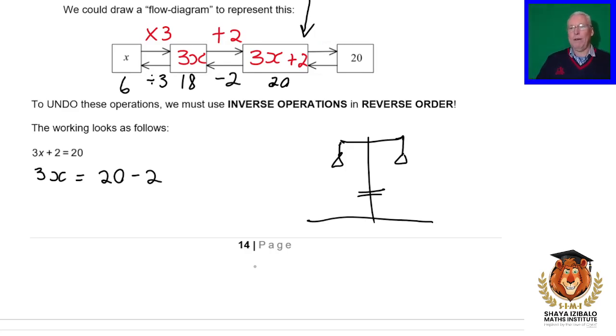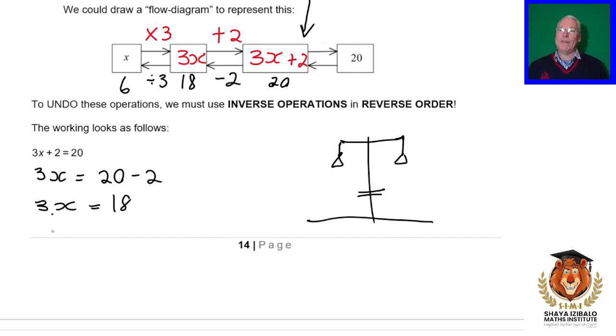So what we've done from this line to this line, we've subtracted 2 from both sides. Not from one side, from both sides. The plus 2 that was there is no longer there, we've subtracted it. But to keep it balanced, we've subtracted it from the right-hand side as well. Let's just work out what 20 minus 2 is. 20 minus 2 is 18.